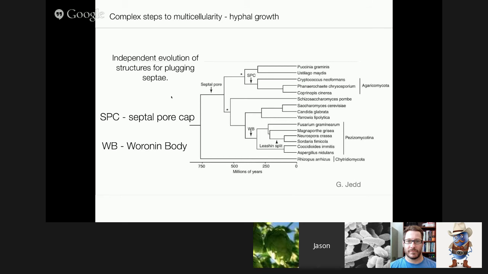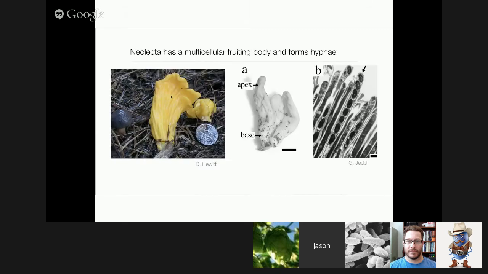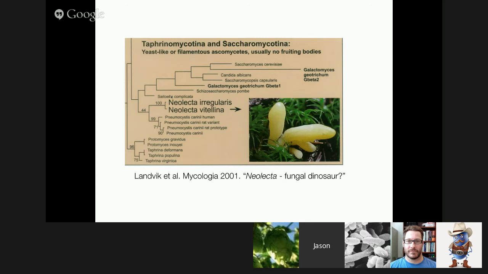Okay, so the important question is, well, what about Neolecta? Neolecta is on that same branch as Schizosaccharomyces pombe here. How does it deal with the fact that it grows as a filamentous fungus? It has hyphae. What does it do to deal with those plugs? Neolecta is kind of a mysterious organism. It actually wasn't clear where it fit phylogenetically.